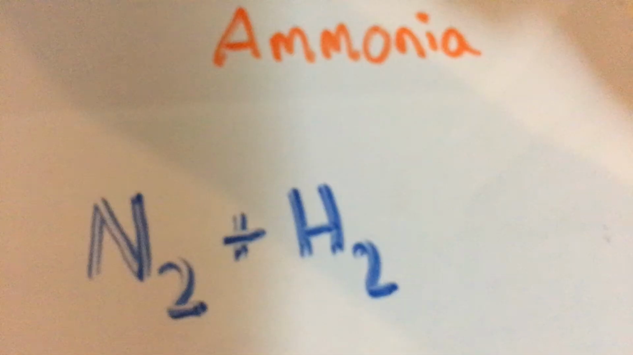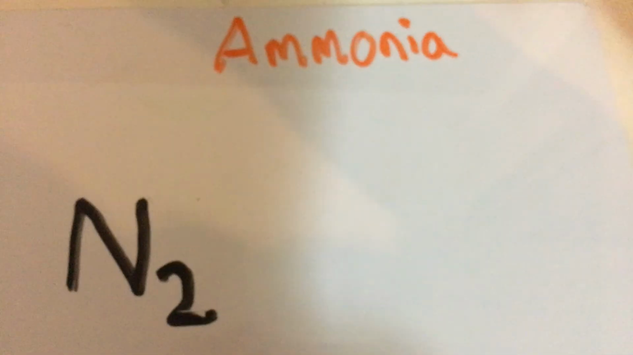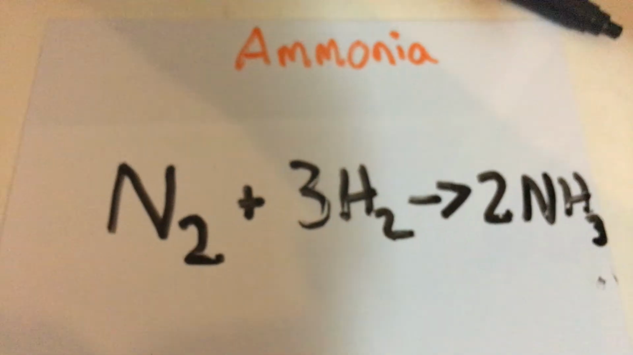The chemical equation for ammonia is N2 + H2 → NH3. This is not balanced though, as the numbers do not match. The real equation is N2 + 3H2 → 2NH3, and this reaction is exothermic.